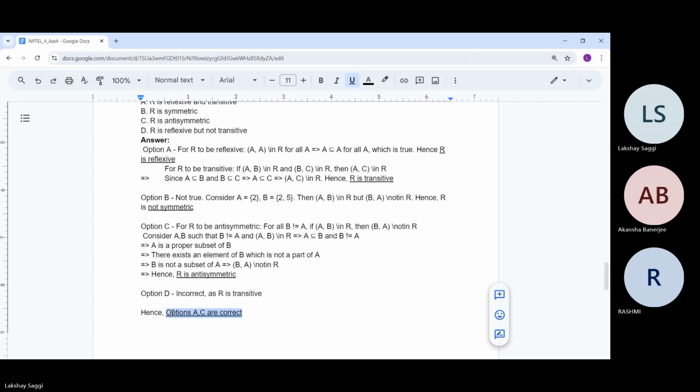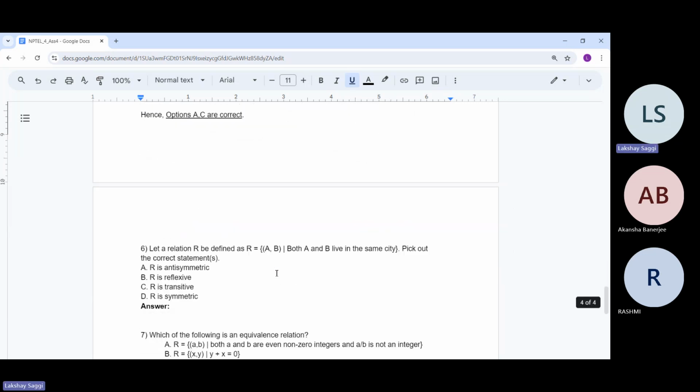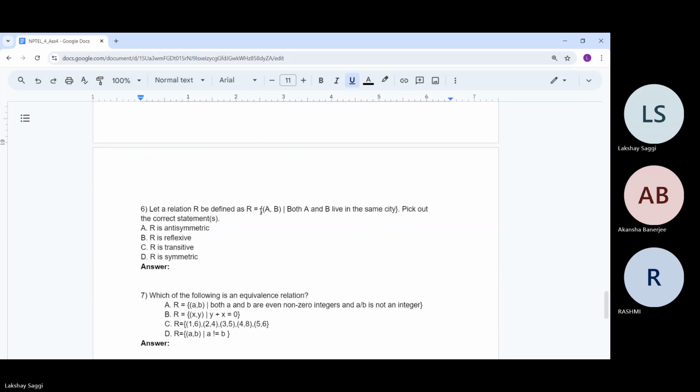Right. And I see that Akansha had answered options A and C. So good job, Akansha. Your solution was correct. Ojas wrote options A, B, but I think option B is not correct. Instead, option C is correct. So I hope it's clear to everyone. Now we can move on to the sixth question.